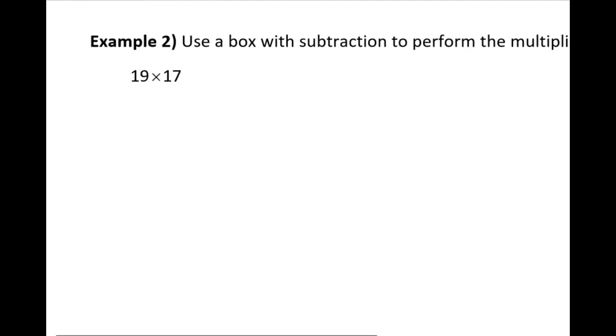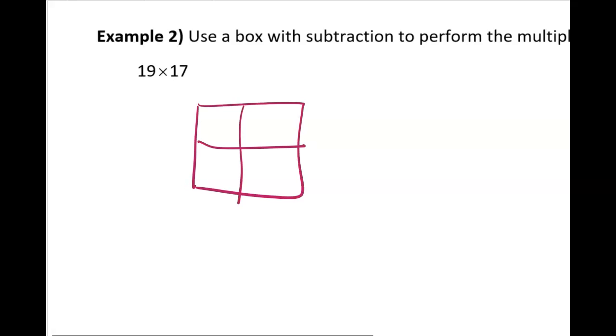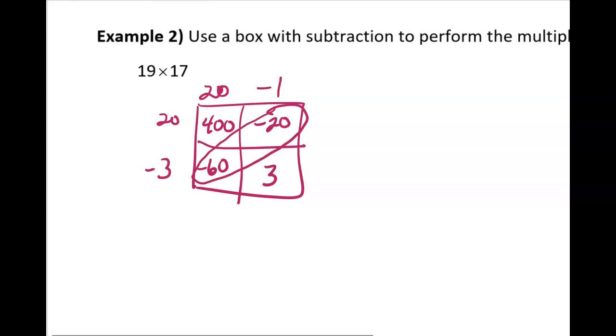All right, now I'll show you that this also works with subtraction. 19 times 17 can be done as 20 minus 1 times 20 minus 3. 20 times 20 is 400. 20 times negative 1 is negative 20. 20 times negative 3 is negative 60. And negative 3 times negative 1 is positive 3. So we have 400 minus 80. So that's 320. Plus 3 is 323.